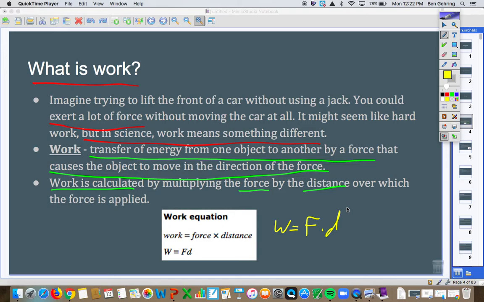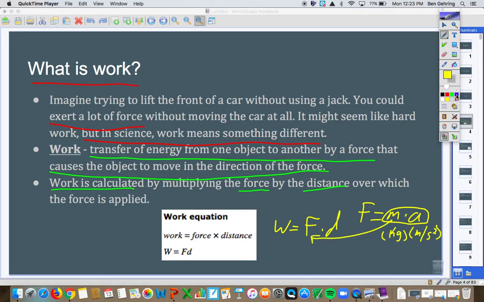Okay, and if we think back, we just did a unit on forces. So if work equals force times distance, what is a force? We learned last unit that force is equal to mass times acceleration. Remember, mass has to be in kilograms, and acceleration in meters per second squared. So in this case, I can substitute m times a in for this F.